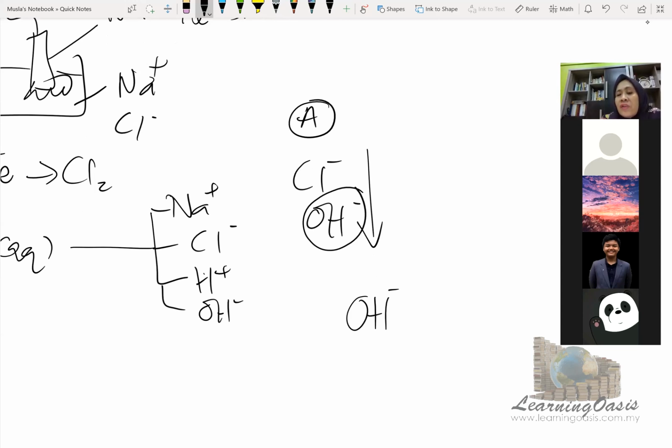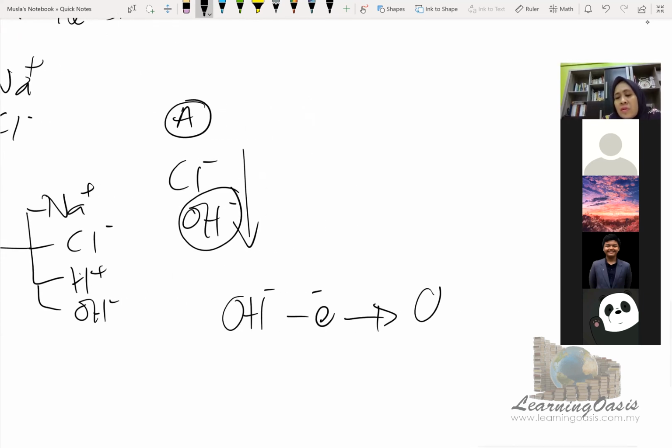Is it losing or gaining of electrons? Tell me that first. The ion goes to the anode. Does it lose electrons or gain electrons? It loses electrons, to form oxygen and water.